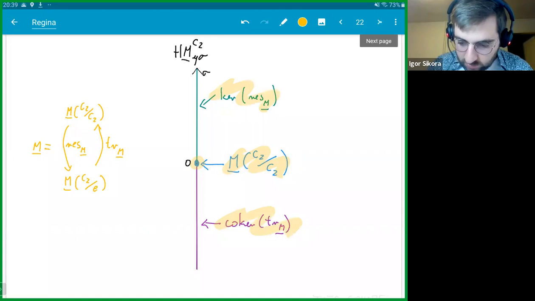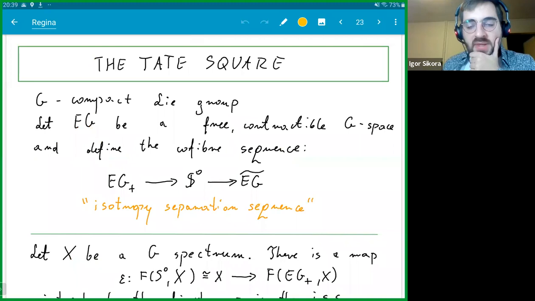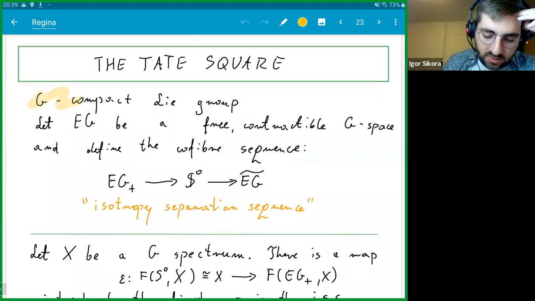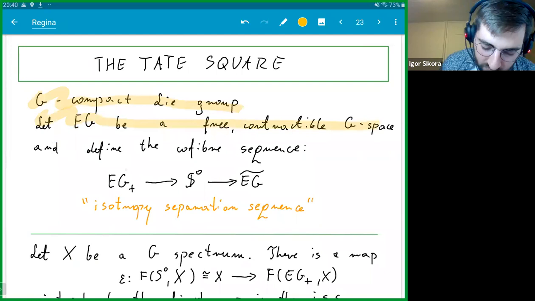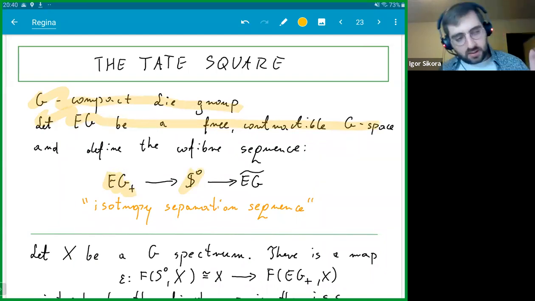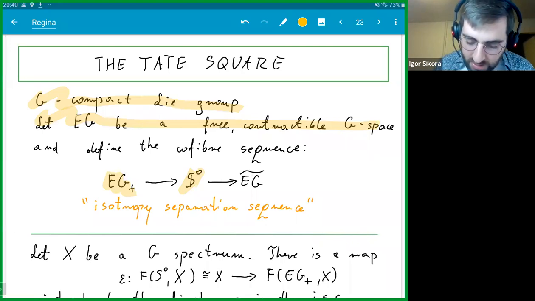Okay, so now let's go to the harder stuff. The Tate square. This is the technique which we are going to use. So let's start with a compact Lie group G, and let EG be, as usual, a free contractible G-space. And we define the following cofiber sequence. We send EG plus to S^0, base point to the base point, everything else to the other point of S^0, and denote the cofiber as EG twiddle. This cofiber sequence is known as the isotropy separation sequence.